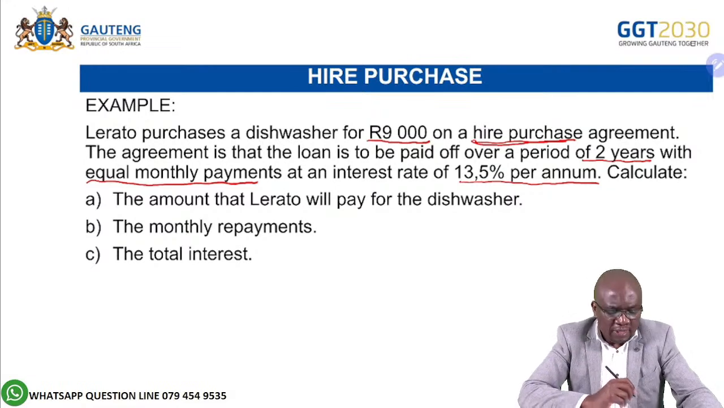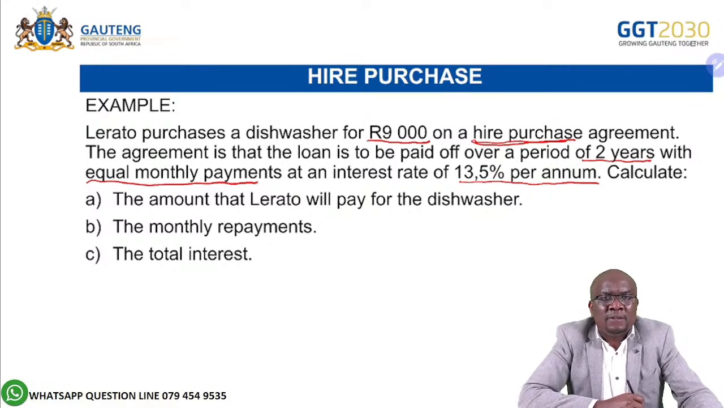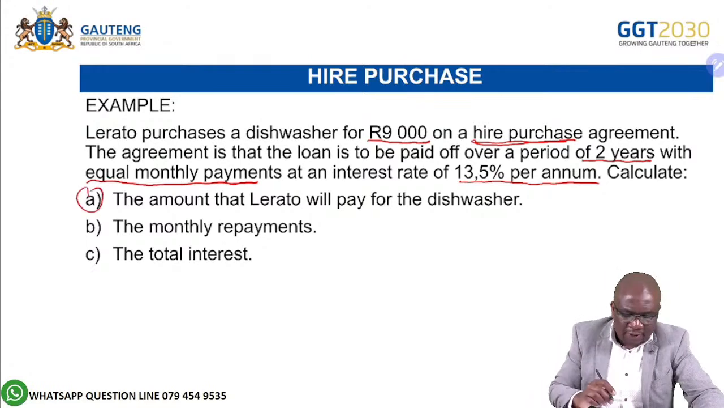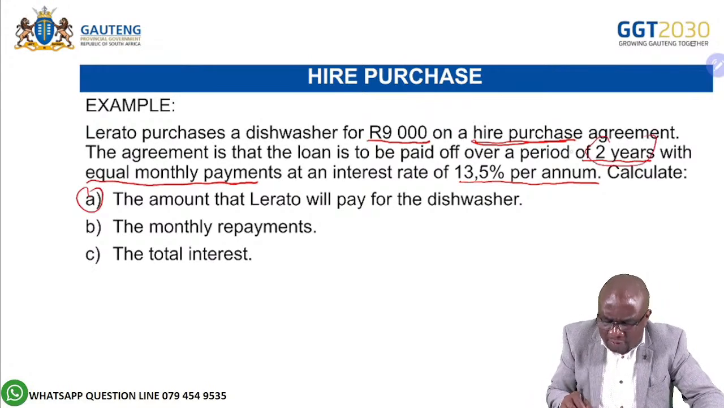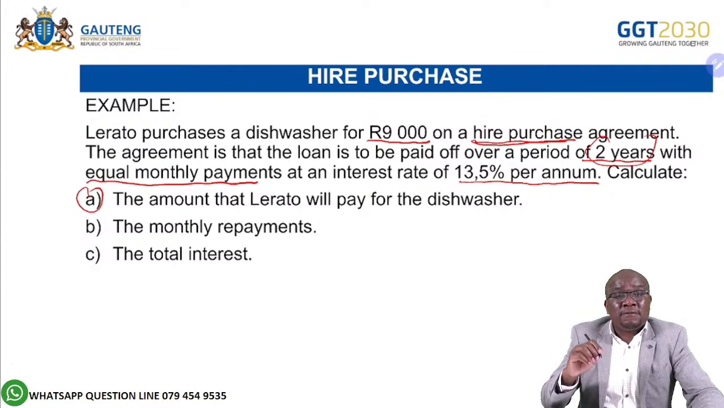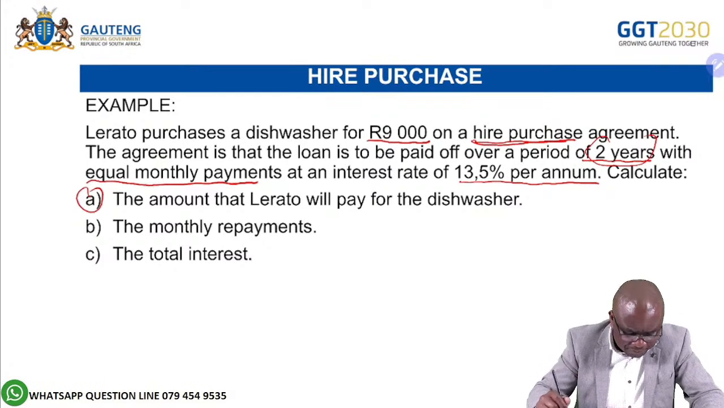Don't wait for me. Right, and then B, the monthly repayments. It means we're going to distribute the amount we get in A over how many months? 2 years is how many months? 2 years is 24 months. So we're going to divide the answer we get in A by 24, and then we're going to get our monthly installments.